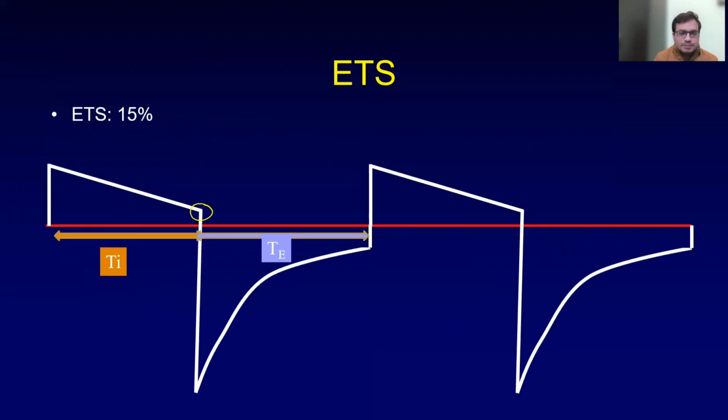Here the ETS is 15%, and you can see the expiration is not very long. The expiration is actually shortened due to low ETS, and that is the reason there is a generation of some volume at the end of expiration. There is some volume remaining in the alveoli, and that is causing the auto PEEP phenomenon, the auto PEEP problem. So here there is some auto PEEP because the expiratory flow is not completing. Okay, and that will be generating more pressure at the end of expiration.